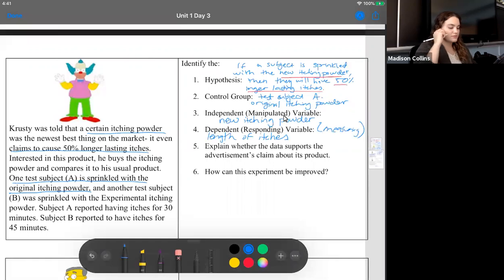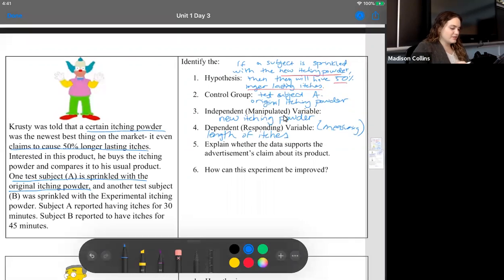All right, number 5, explain whether the data supports the advertisement's claim about its product. Well, looking at our data, we see that subject A reported having itches for 30 minutes and subject B had itches for 45. The original hypothesis was that they would have 50% longer lasting itches. So using this data, we can see that it's correct, okay?